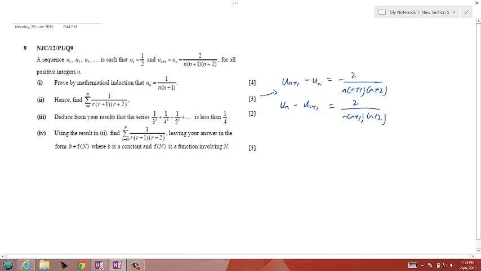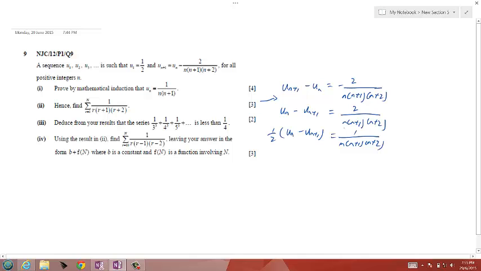Then you divide both sides by 2, because you want to get rid of the 2, right? So you get half, and you get 1 over (n+1)(n+2). Then from here you just do the summation and apply the method of difference. I'll give you the final answer.